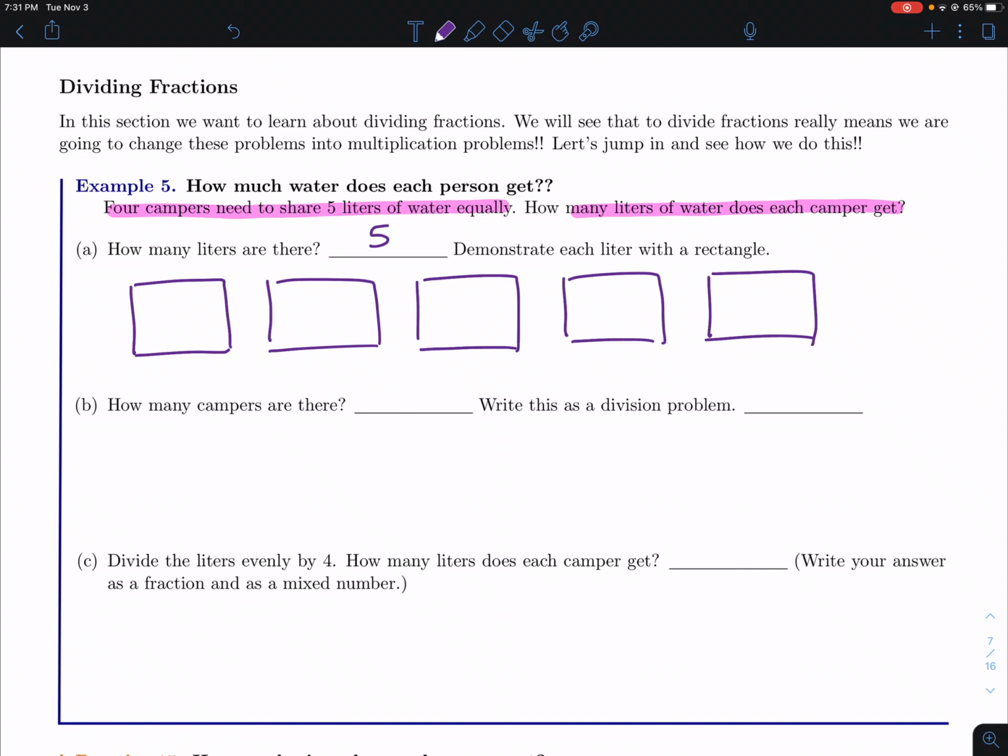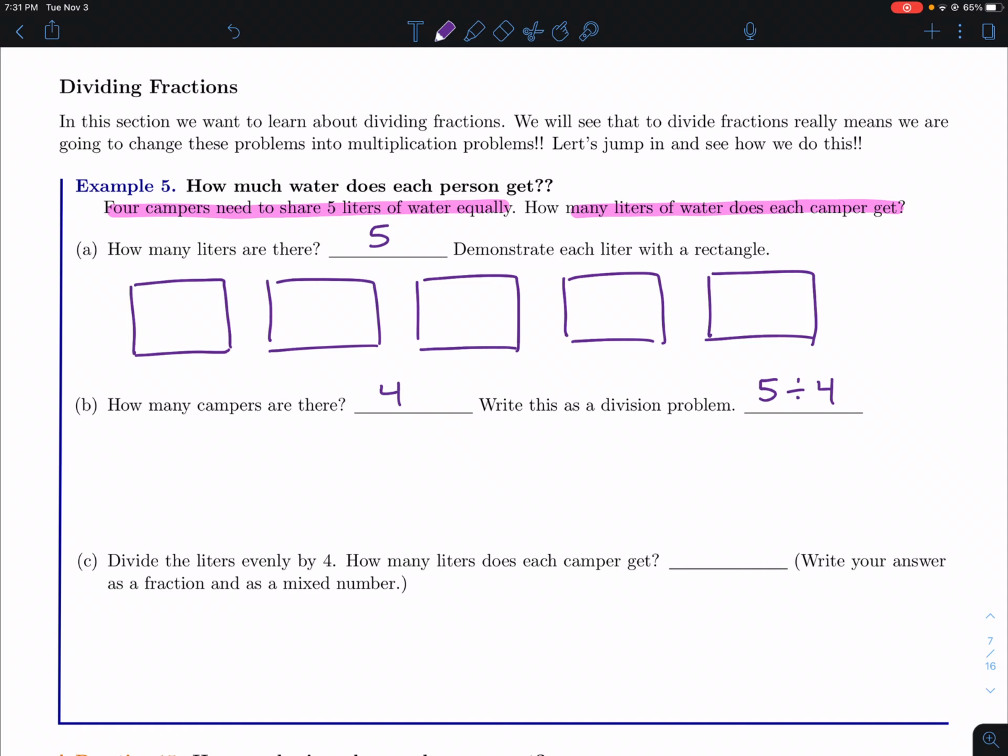And so how many campers are there? So there's 4 campers total. And so what they want us to do is write this as a division problem. So in this case, this would look like just 5 divided by 4, because we're trying to take 5 things and divide it evenly between 4 people. So that's why the 5 goes first. And so now we want to divide the liters evenly by 4.